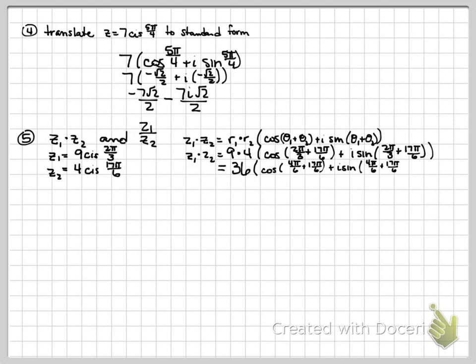Okay, and now let's just combine and reduce. So it gives me 36 cosine of 17 pi plus 4 pi, which is 21 pi over 6. Well, those both reduce by 3, so that gives me 7 pi over 2 plus the i sine of 7 pi over 2. And write it as my shortcut.